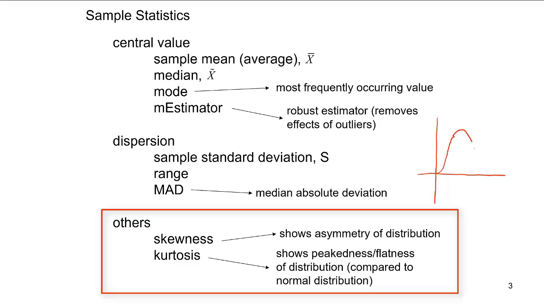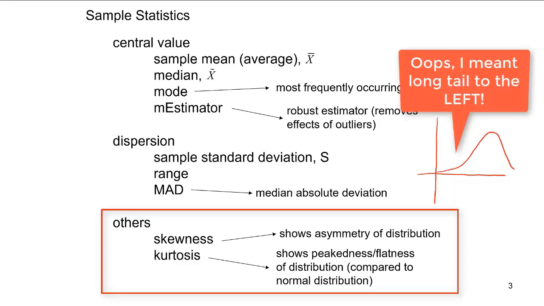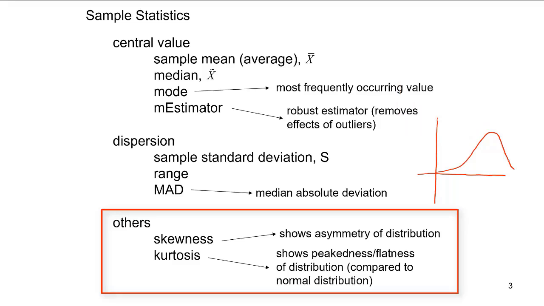For example, if we had a distribution like this that had a long tail to the right, that would have a positive skewness. A long tail to the left would represent a negative skewness. These are relative to a normal distribution.